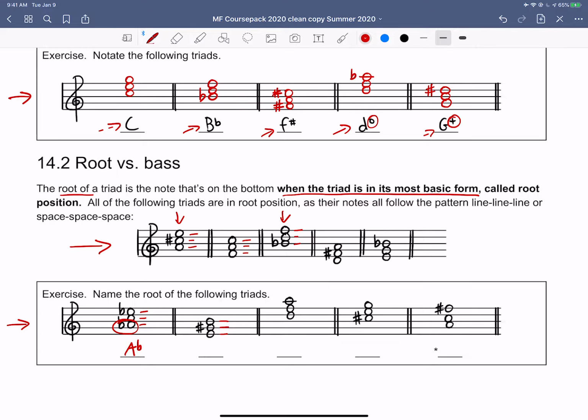Line note, line note, line note. Bottom note is E. So E is therefore the root. Line note, line note, line note. D is the bottom. So D is the root. Space note, space note, space note. Yep, checks out. C sharp is therefore the root.